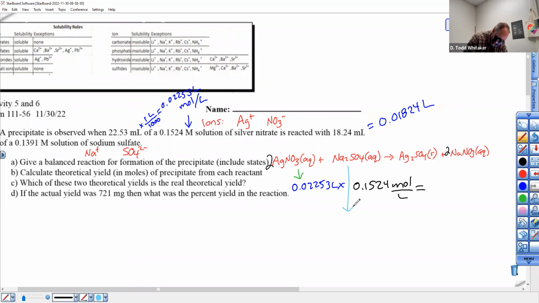That's going to be 0.01824 liters times 0.1391, and I will pause and get your answers shortly.